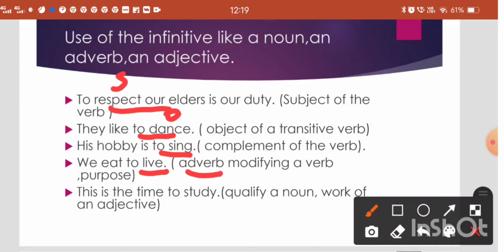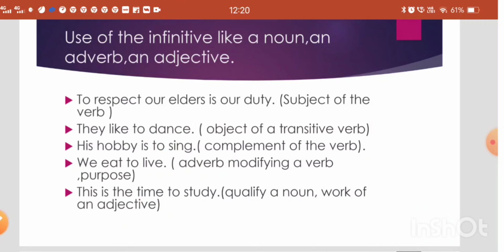This is the time to study. To study is qualifying the noun time. It is describing time. So here, to study is working as an adjective. Noun is a naming word. Adjective is a describing word. And adverb modifies a verb, an adverb, or an adjective. An adverb tells us how a thing is done, when it is done, where it is done. Okay.